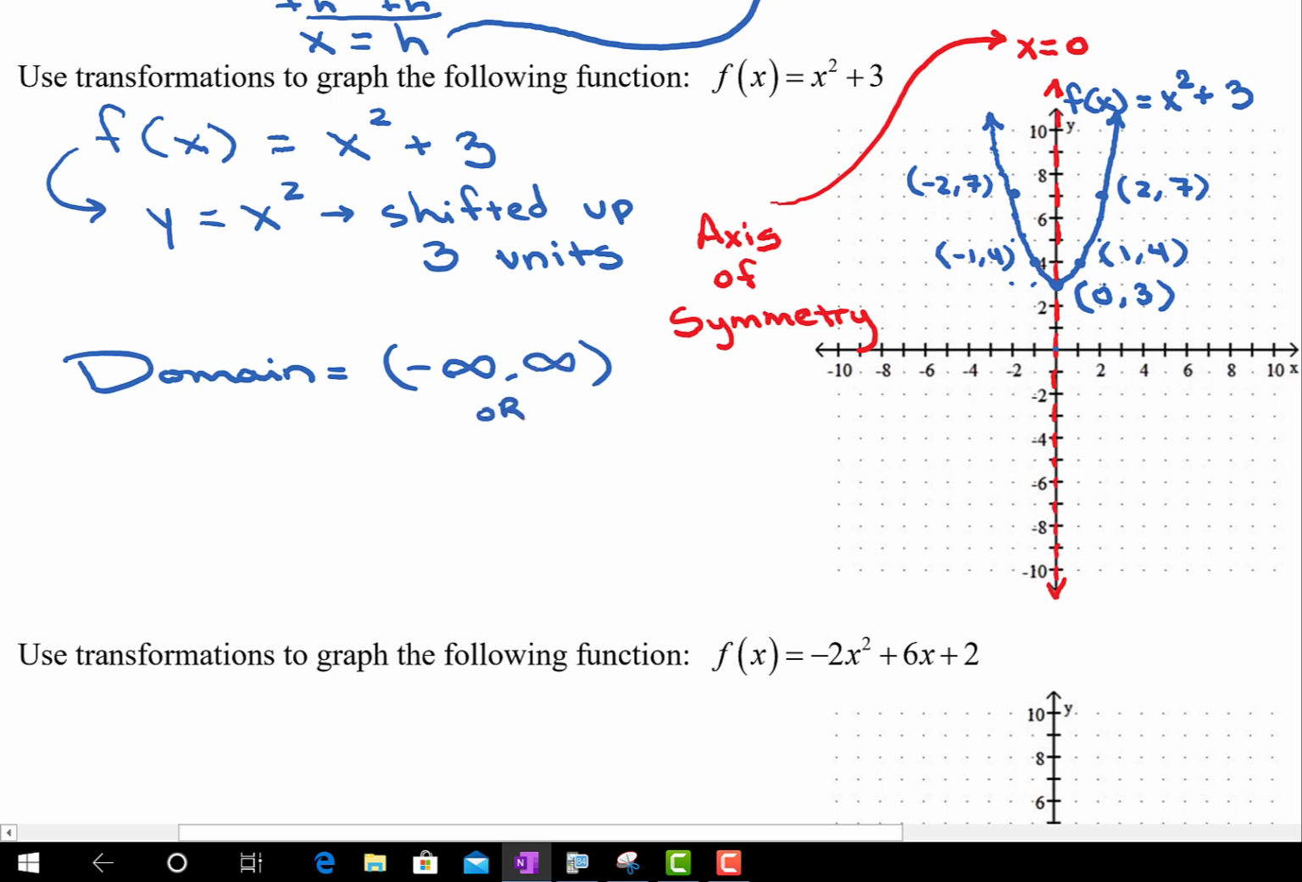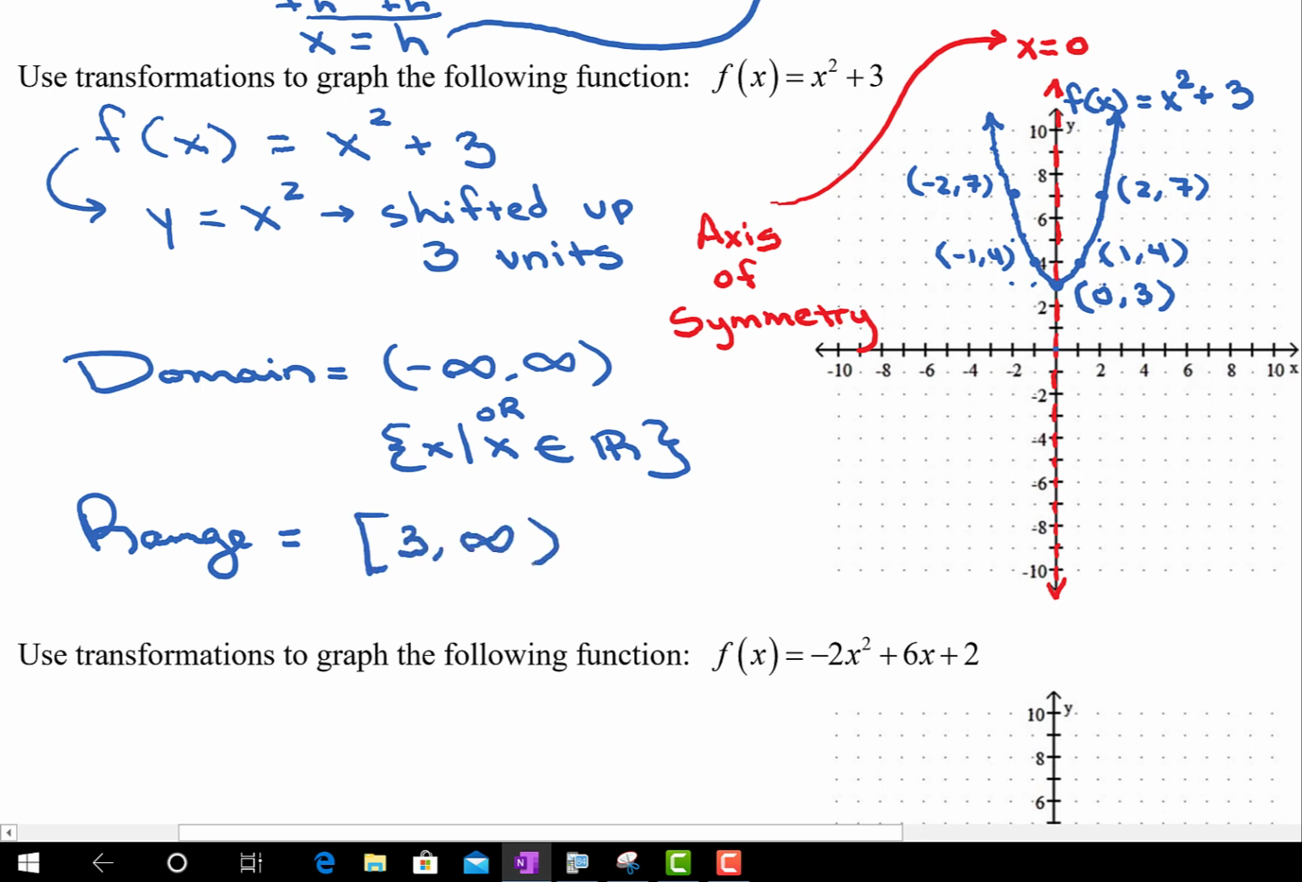The domain is all real numbers, so there's a couple of ways we could write that. We could write that as the open interval from negative infinity to infinity, or the set of all x such that x is an element of the set of real numbers. The range is going to be the half-closed interval from 3 to infinity, or the set of all y such that y is greater than or equal to 3.